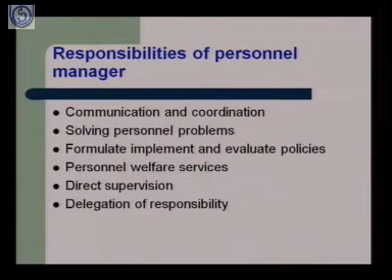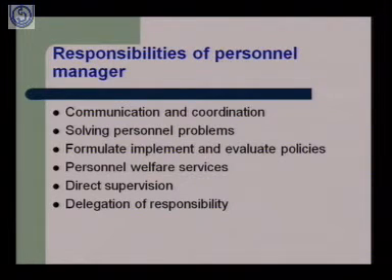Then personal welfare services, they take care of this as discussed by Ms. Kora in detail. Then direct supervision, as I told you, they have an operative role. They are directly supervising the staff working in the ward or in any unit.